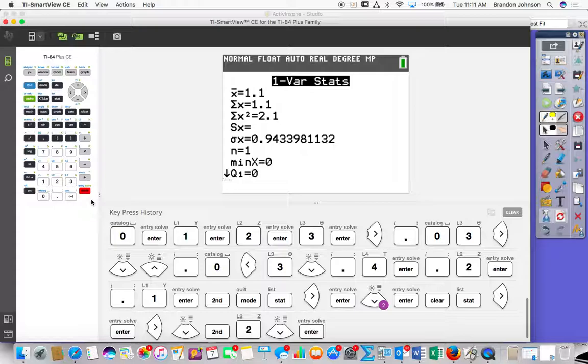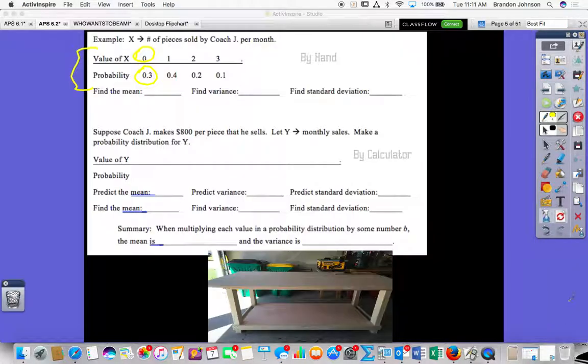So what's my mean? 1.1, good. What's my standard deviation? 0.94. Here's what I would say: find your mean, find your standard deviation, then find your variance. That's always the easiest way. So we go 1.1, we'll plug 1.1 in. The standard deviation was what? 0.94. And do you remember how we go from standard deviation to variance?